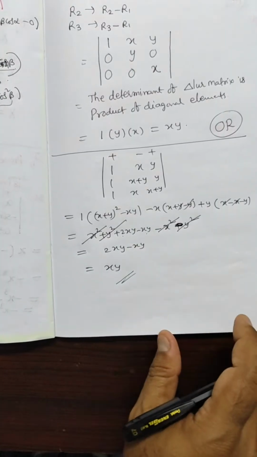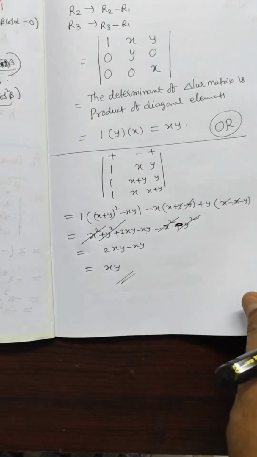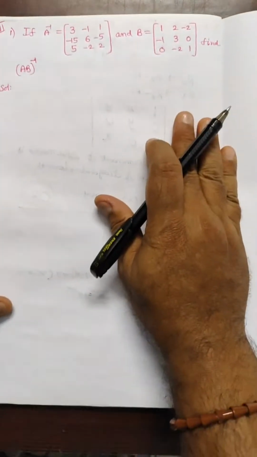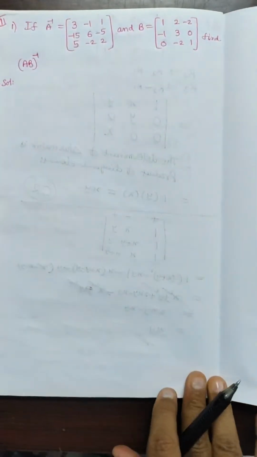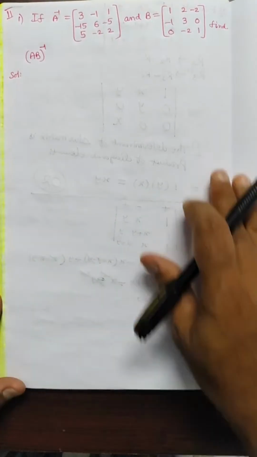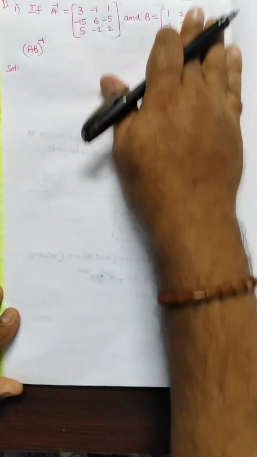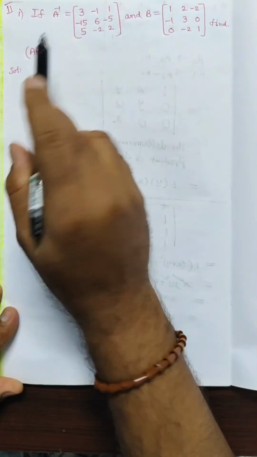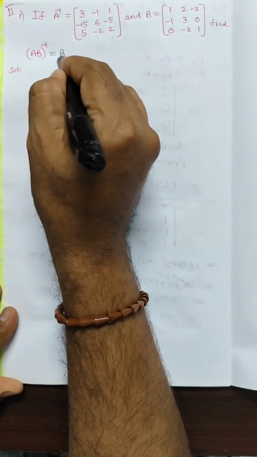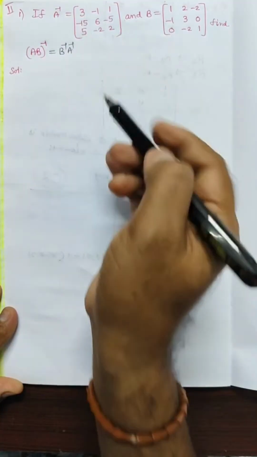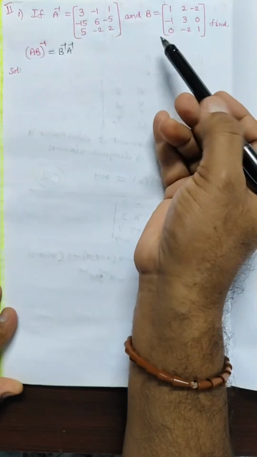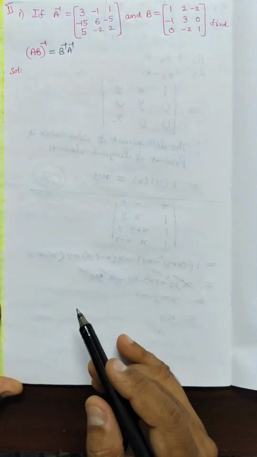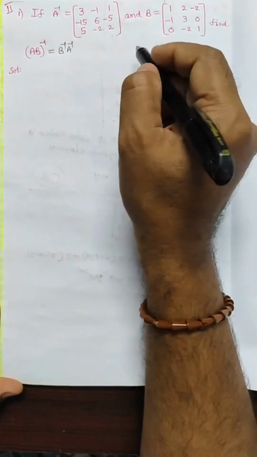Okay, we'll move on to the other question. The next question, second bit, first question. A inverse we got, but they are asking to find B inverse also. To get AB whole inverse, we have the formula B inverse into A inverse, no? So A inverse is already given, B inverse I want to calculate. So before calculating B inverse, determinant of B can be calculated.